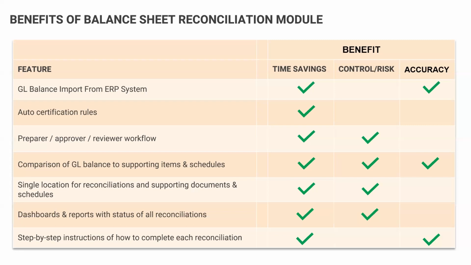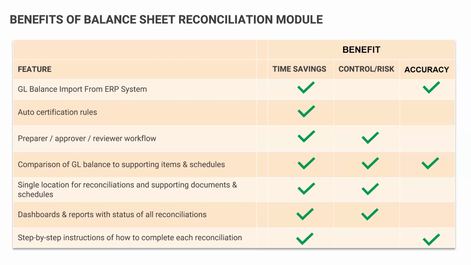The workflow feature lets users know what they're responsible for, and the system keeps an audit trail of their sign-offs. The system verifies the supporting items and GL balances are the same or within a tolerance that you set. You get a single location for storing recs and supporting documents, so you'll spend less time gathering them for an audit or management request.